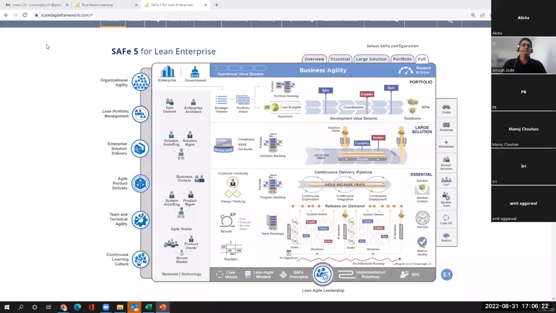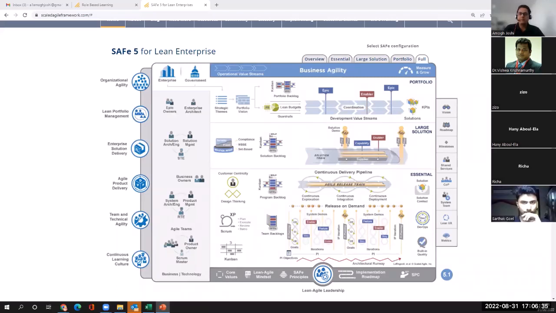Let me share the big picture. So this is scaledagileframework.com. Most of you might be aware of this big picture if you are aware of Scaled Agile Framework and if you're working in SAFe. But this big picture looks very complicated and confusing to many people. So today's session is to decouple this big picture.